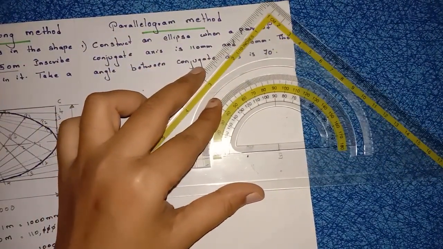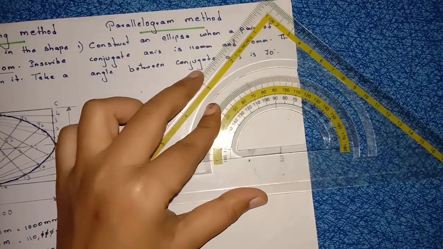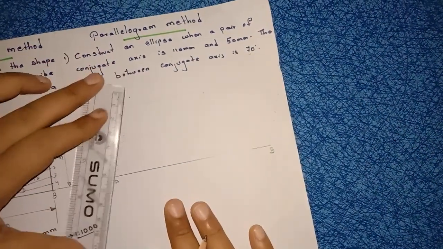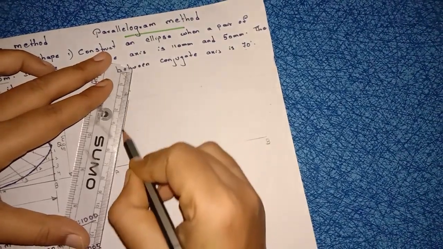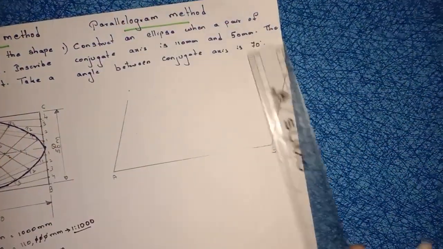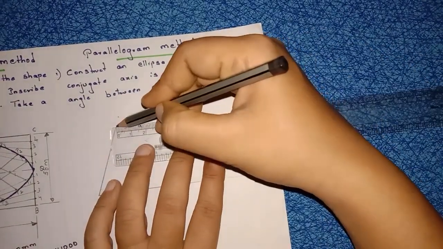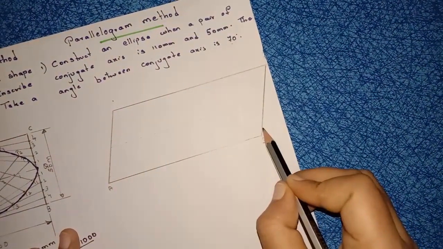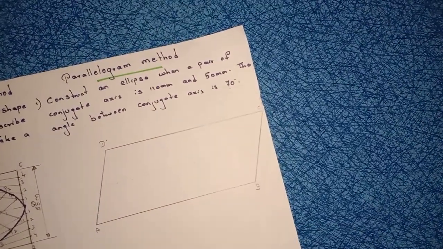Again from point B mark 70 degrees, right? Now height will be how much? 50 mm. So take 50 mm height, angle is 70 degrees. Take 50 mm height, angle is 70 degrees, right? Then next join this one. So this is a parallelogram. Angle here is 70 degrees, angle here is 70 degrees. Name it as CD. ABCD is a parallelogram.